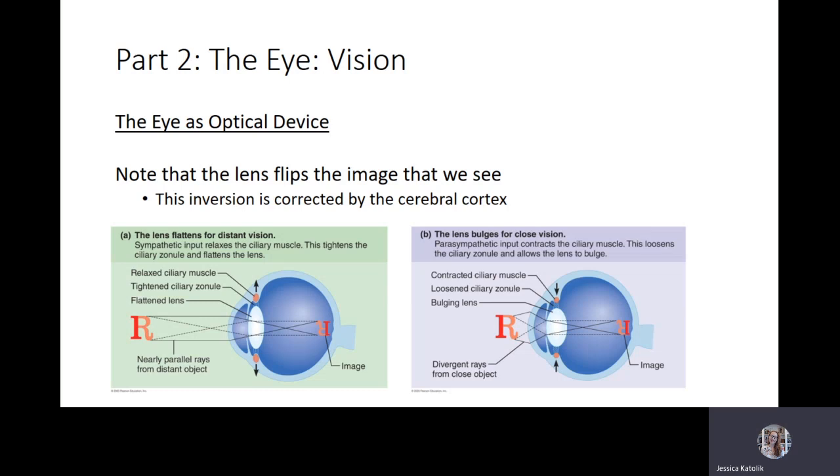That's okay, because when the information is sent to the cerebral cortex, it will account for this, and it will flip the image in our mind. And so we will perceive everything right side up, as it would be in the external environment.